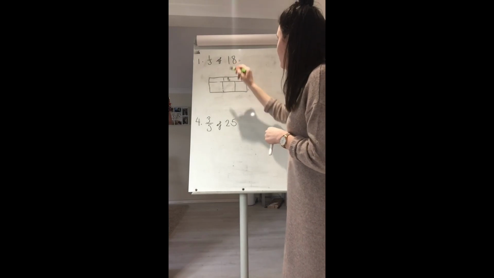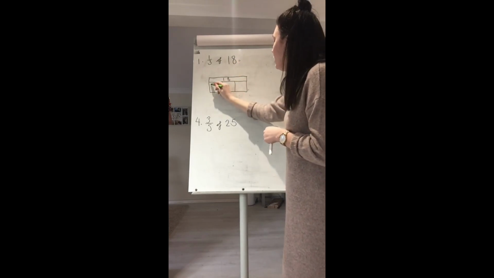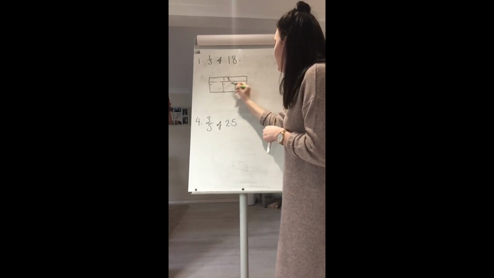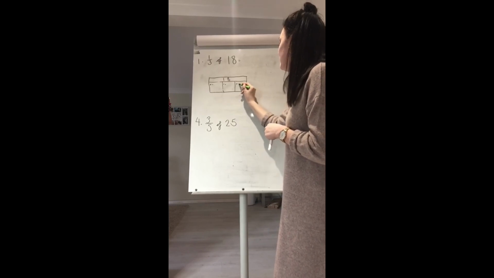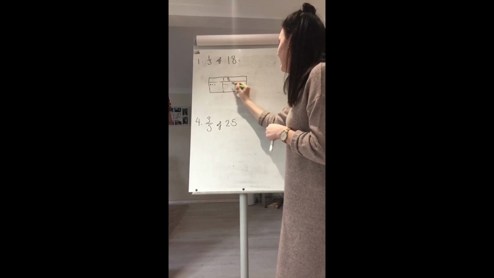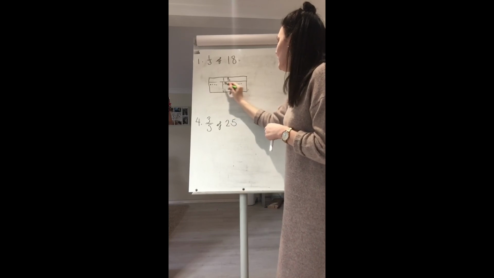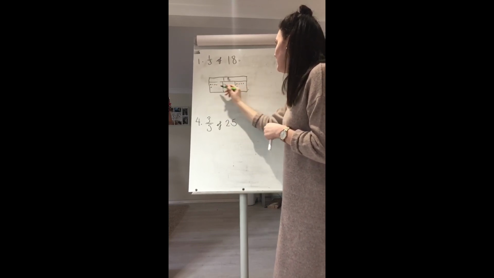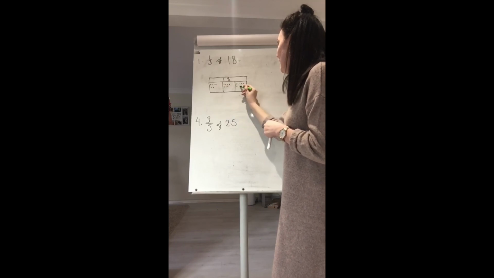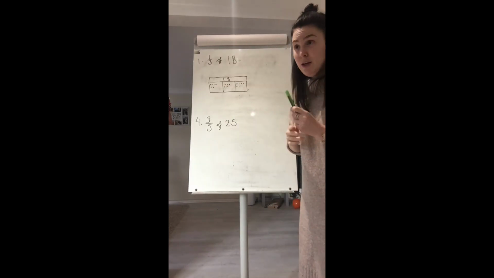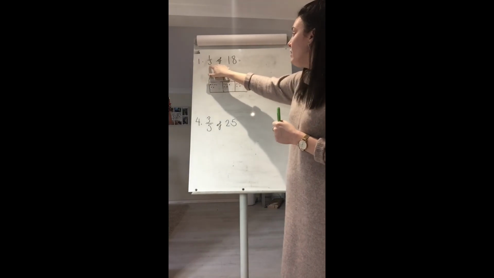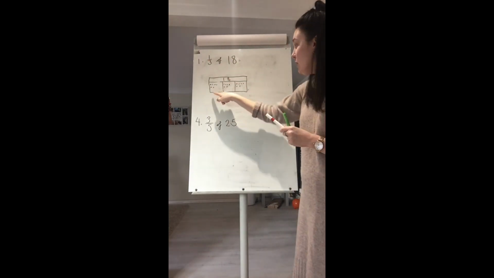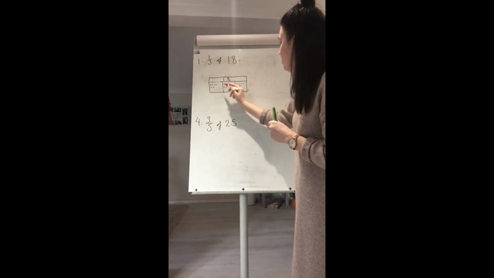So we're sharing 18 dots between 3. 1, 2, 3, 4, 5, 6, 7, 8, 9, 10, 11, 12, 13, 14, 15, 16, 17, 18. Brilliant, well done. But what we need to remember is we're only finding 1/3, so we're only focusing on one of these boxes, one group of 3.